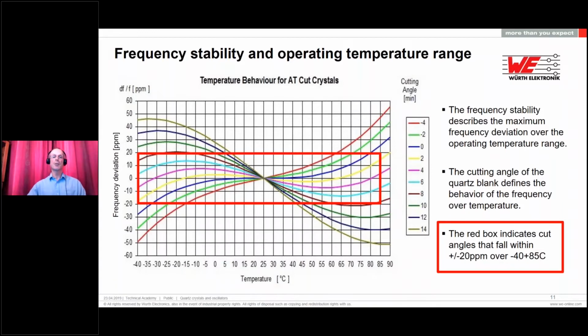So when you as the customer specify you need plus or minus 30 ppm at minus 40 to 85, then we as the manufacturer choose the most optimum cut angle to achieve that performance. The red box that's superimposed over the graph just gives you an indication of what cut angles can be considered if the spec required is plus or minus 20 ppm over minus 40 to 85. So as you can see, some cuts fall outside that range and would not be suitable. And as the stability figure reduces, the number of cut angles that you can choose reduces accordingly.